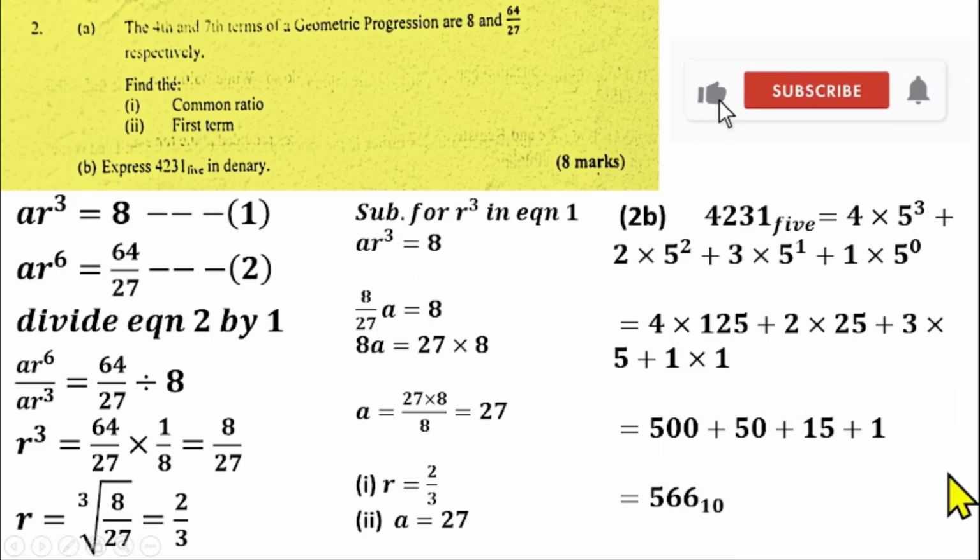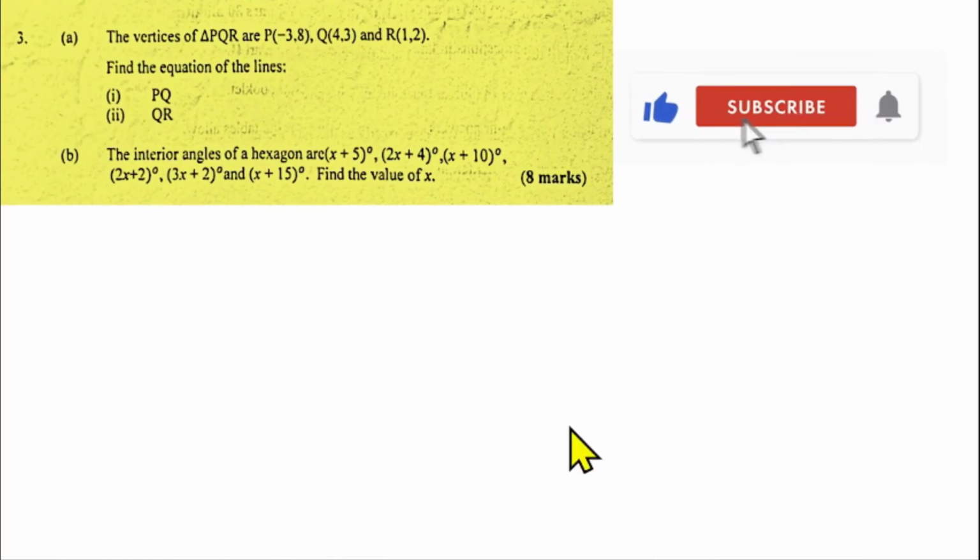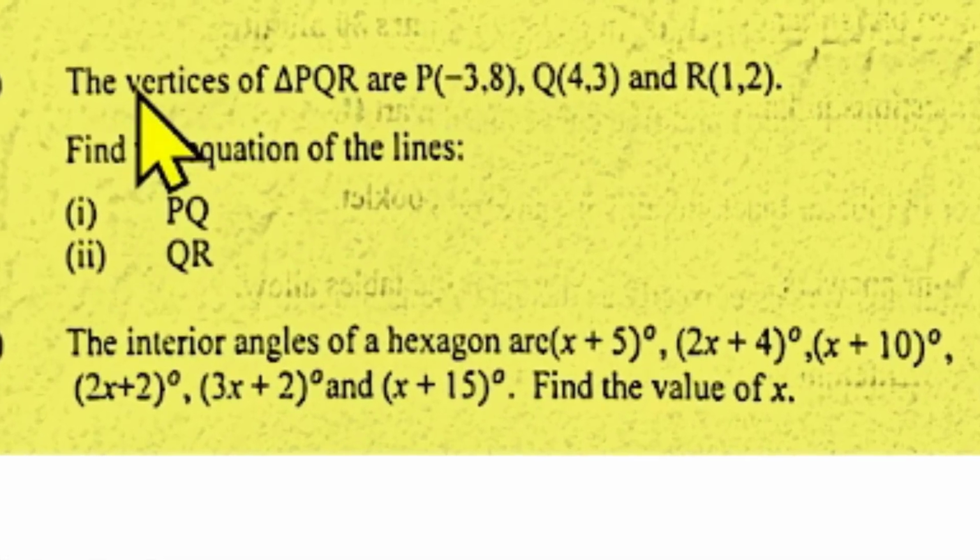So that's the solution for question number 2. Question number 3 is from coordinate geometry. We are told that the vertices of a triangle PQR are P (minus 3, 8), Q (4, 3) and R (1, 2). You have to find the equation of the line PQ and the line QR. So that's for question number 3a.